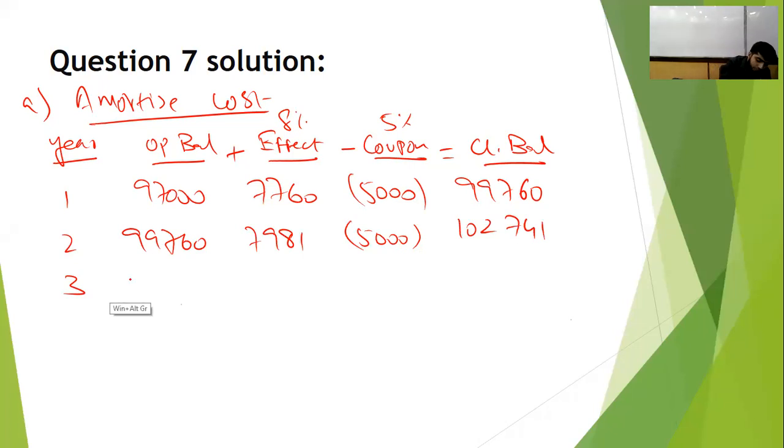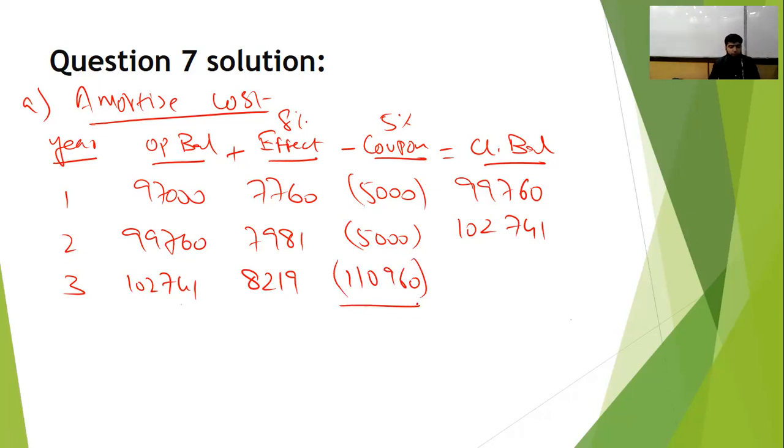So the closing balance would be 102,741. If this is the closing balance, definitely this is going to be the opening balance, and the effective rate is 8%. That will make 8,219. And the total amount is 102,741 plus 8,219, which will make 1,10,960. That is the total amount which the investor will be receiving at the end of year three. Is it clear to everyone? And the closing balance would be zero.